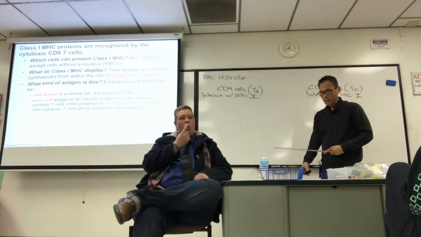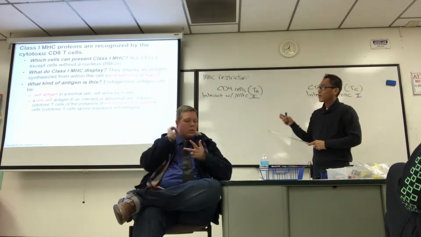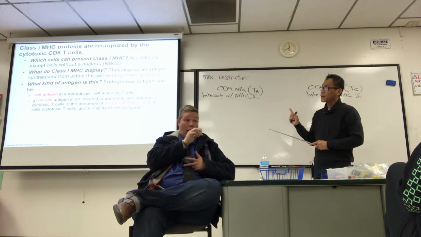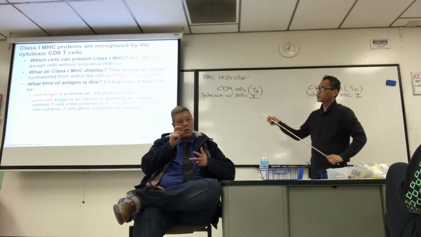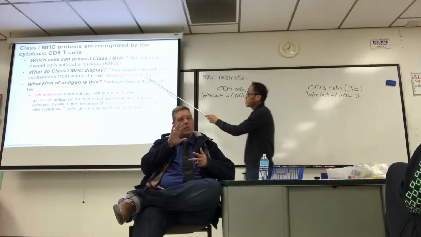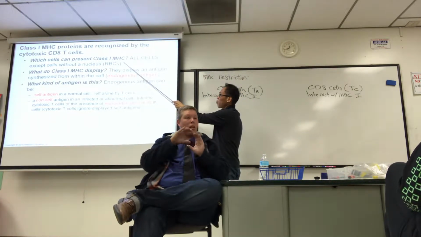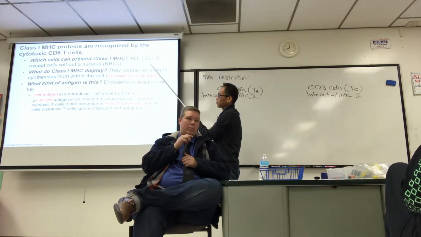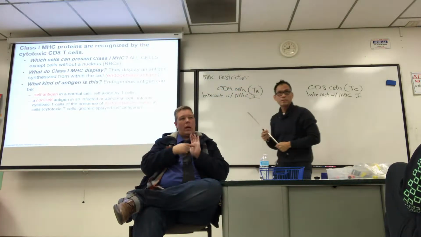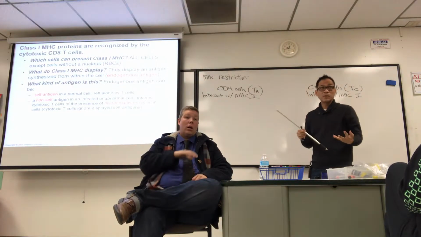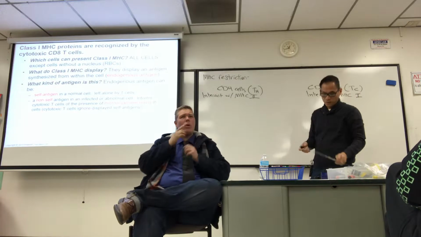I think it's a good idea to keep these 3 questions in mind for each class. Class 1 MHC is recognized by cytotoxic CD8 cells. First question: which cells present Class 1 MHC? This is the one that's widespread. All cells that have a nucleus will present the Class 1 MHC. Most cells have a nucleus, so this is nearly every cell. Maybe the exception is red blood cells. They don't have a nucleus.